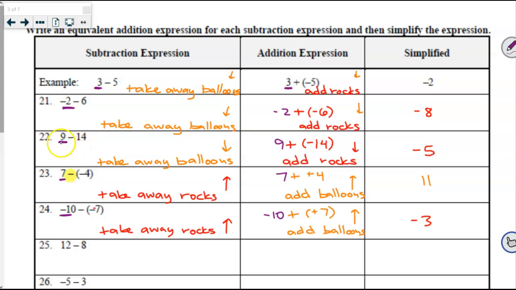How do I make that change? Well, we're still starting in the same place. I'm still starting at 9. But the take away, a positive number, I'm changing to adding a negative number.